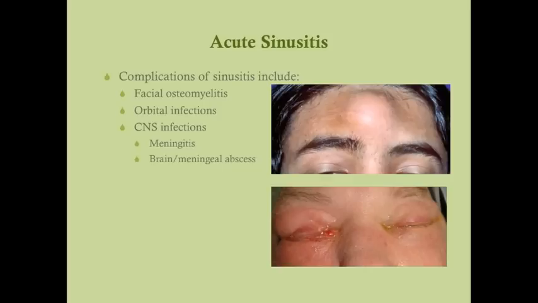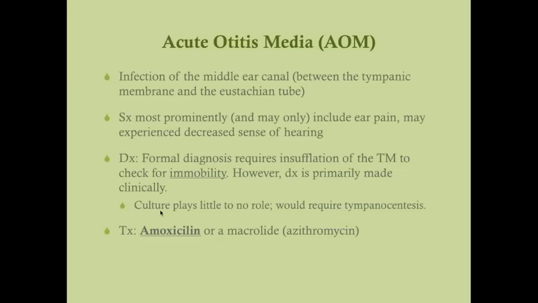All right, so acute otitis media or ear infection is an infection of the middle ear canal. So we have three sections of the ear. We have the outer ear, which is from the outer part of the ear, the external ear, to the tympanic membrane. We have the middle ear, which is infected here. That's the tympanic membrane to the eustachian tube. And then the inner ear, which is the eustachian tube all the way to the nervous structures. So this is an infection of the middle ear canal.